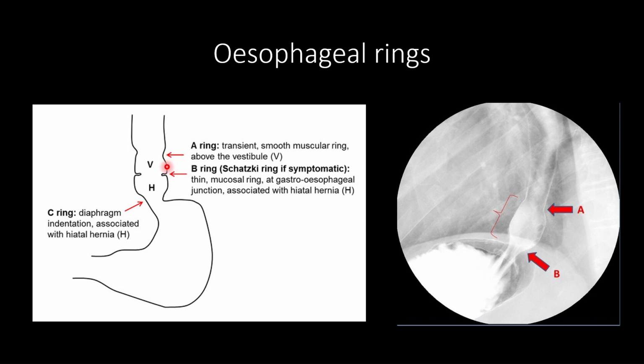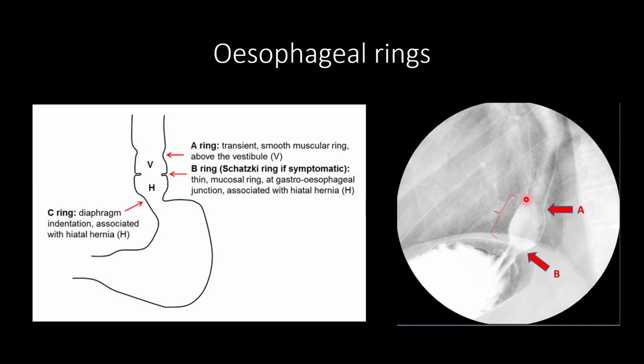As depicted in the image on the left-hand side, the A ring is a muscular ring. Since it is a muscular ring, it changes its position with peristalsis. The B ring, which is present beneath the A ring, is a mucosal ring, which is constant. If the mucosal ring tightens too much and becomes symptomatic, this is what we call Schatzki's ring. And the C ring is nothing but the diaphragm indentation. Now the area of the esophagus between the A ring and the B ring is called the vestibule of the esophagus, also called the phrenic ampulla.